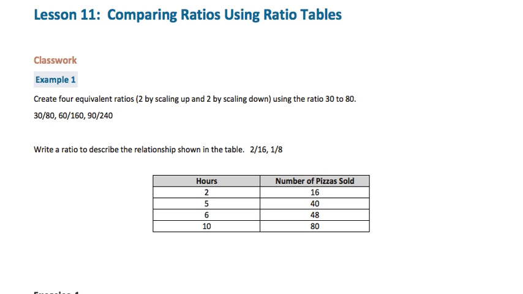Next, we would look for 2 ratios that we can scale down, and 30 and 80 I know are both divisible by 10, so I could divide both by 10, which would give me 3/8. And then I could also divide both by 5. And if I divided both of them by 5, 30 divided by 5 would be 6, and 80 divided by 5 would be 16.